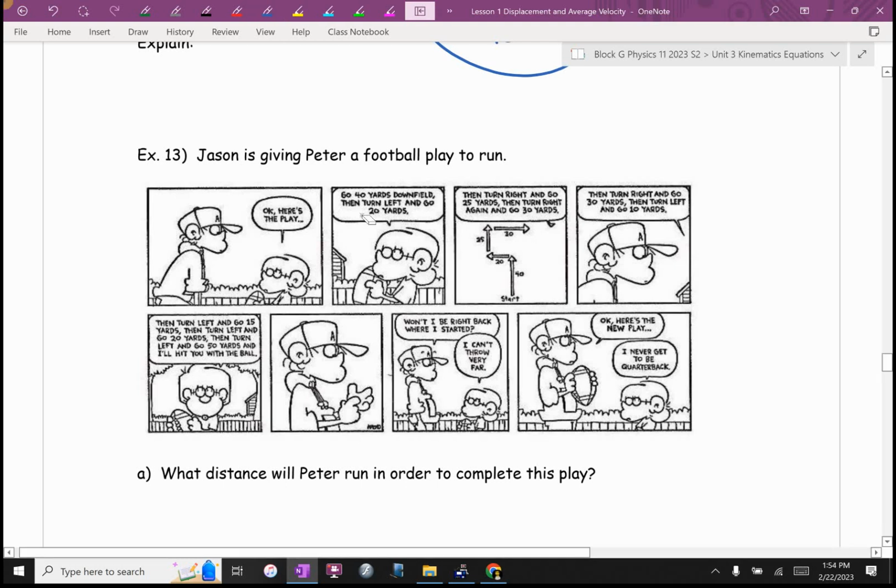Okay, here's the play. Go 40 yards downfield, then turn left and go 20 yards, then turn right and go 35 yards, then turn right and go 30 yards. Then turn right again and go 30 yards, then turn left and go 10 yards. Then turn left and go 15 yards, then turn left and go 20 yards, then turn left and go 50 yards, and I'll hit you with the ball. Peter thinks about things for a while, and he says, won't I be right back where I started? Jason says, I can't throw very far.